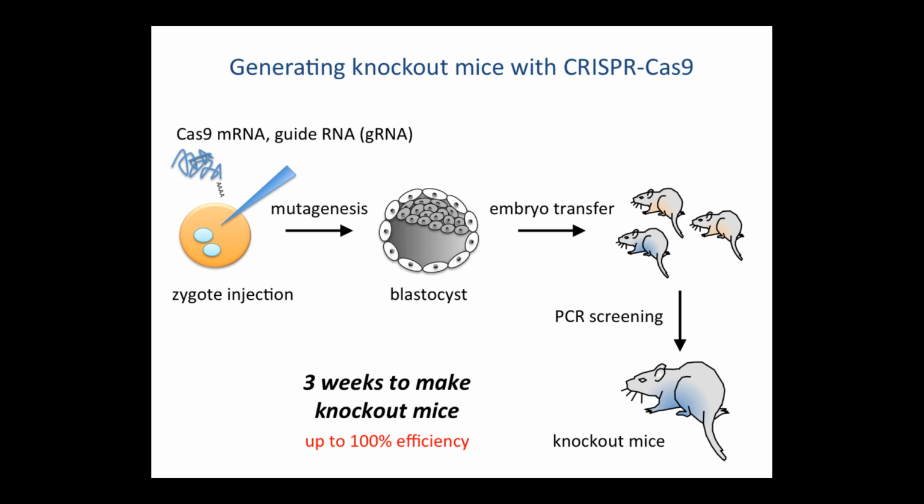Let's highlight a couple of common research applications of the CRISPR-Cas9 system. It's increasingly being used to generate knockout and knock-in mice. In vitro transcribed RNAs, one a messenger RNA encoding Cas9, the other the guide RNA, are injected into single-cell mouse embryos. The intent is that mutagenesis occurs at the target site in the genome in some of these embryos. The resulting blastocysts are implanted into surrogate mothers, and after 3 weeks, pups are born. These pups are then screened for mutations at the target site. This methodology works with high efficiency, in some cases approaching 100% mutagenesis rate.